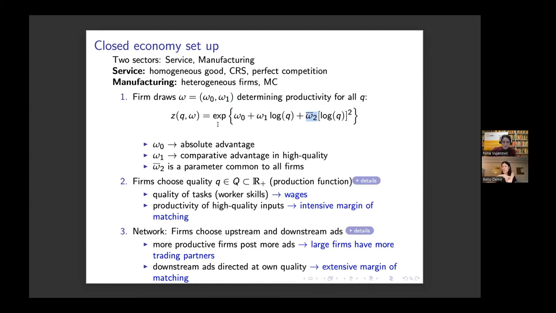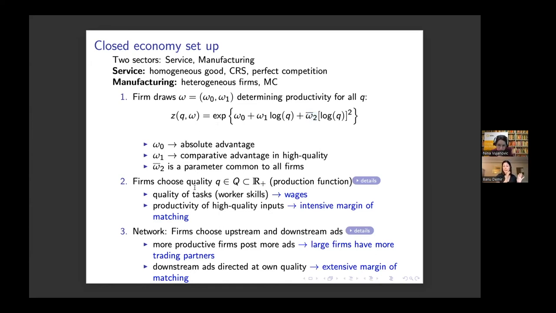So we don't want the quality choice to go to infinity, right? When a firm picks a very favorable omega zero and omega one, there should be a cost to do that. And this omega two will be an important parameter for understanding the effect of shift share shocks, right? We won't be able to identify omega two from cross-section data. We need those shift share regressions to be able to inform us about it.